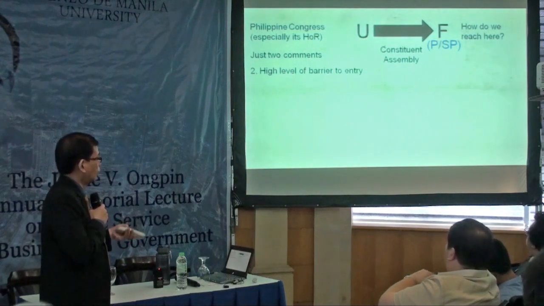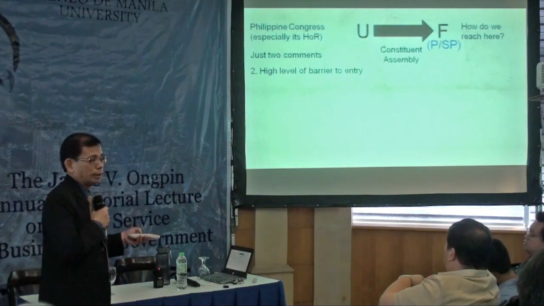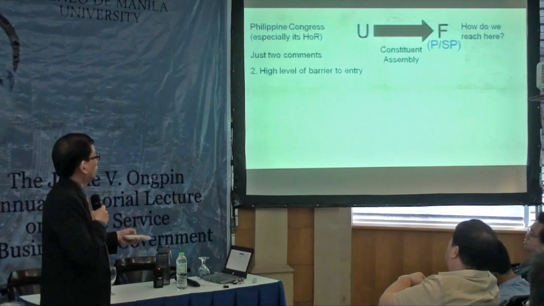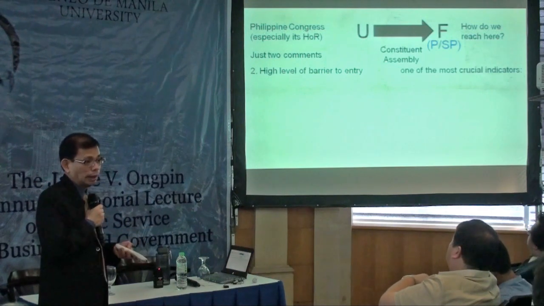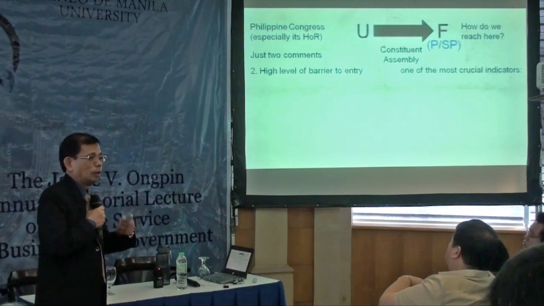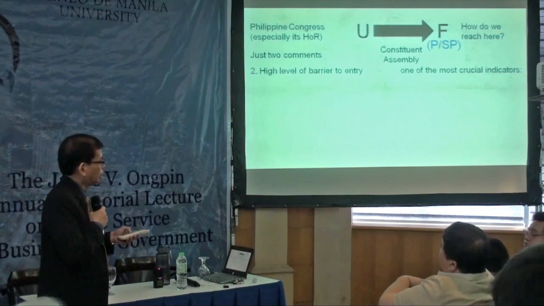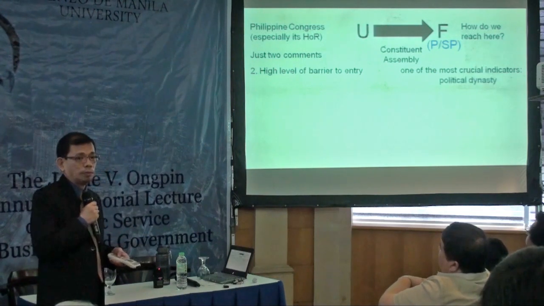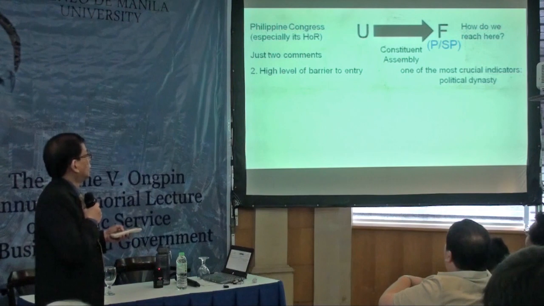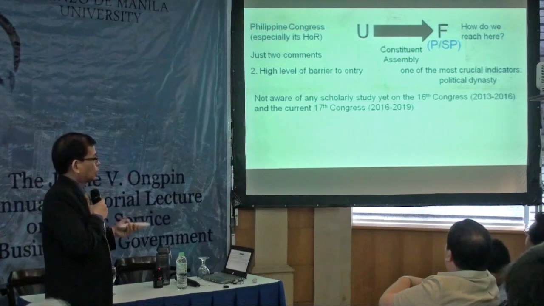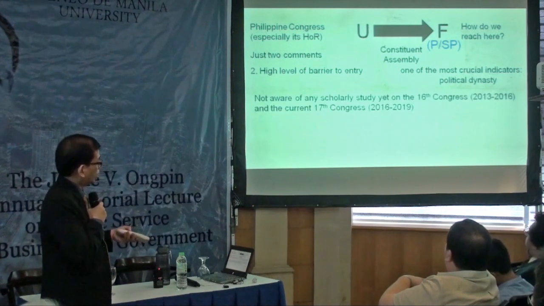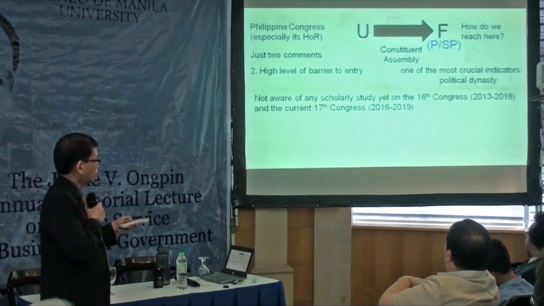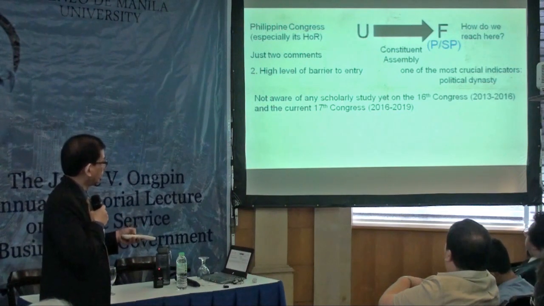The second comment would be the high level of barrier to entry. One of the most crucial indicators, and again, we're one of the most prominent here, would be the role of political dynasty. I'm not aware of any scholarly study yet on the 16th Congress, 2013-2016, and the current 17th Congress, 2016-2019.